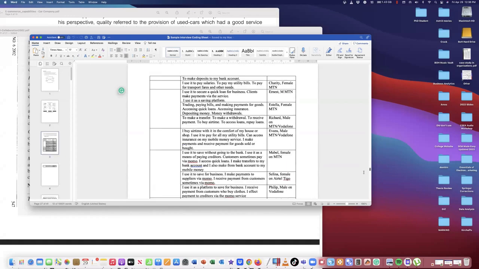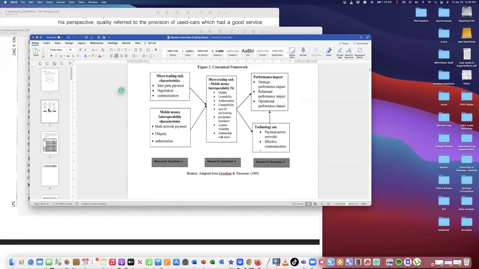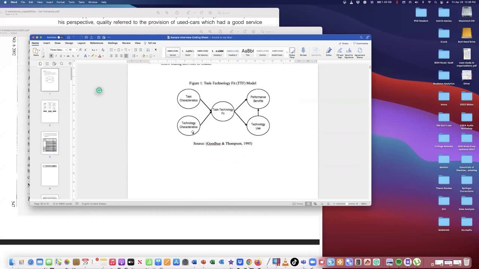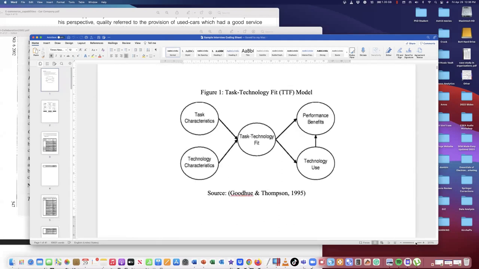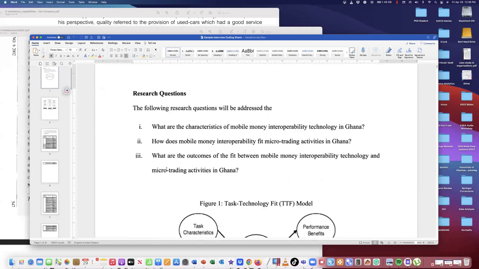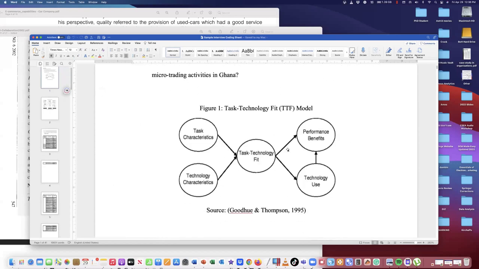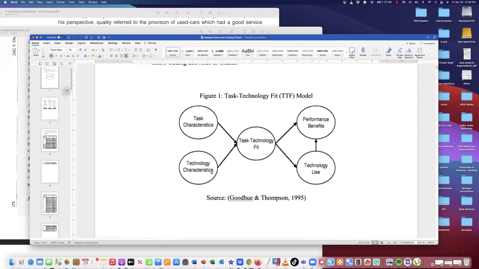This is the model. You're looking at different types of fit. So task fit, technological characteristics, performance benefits, and then, sorry, some of you can't see very well, and technology use. The person was doing a study on mobile money interoperability, and he was trying to say, why do people do it? So task characteristics, technology characteristics, performance benefits, and then technology use.